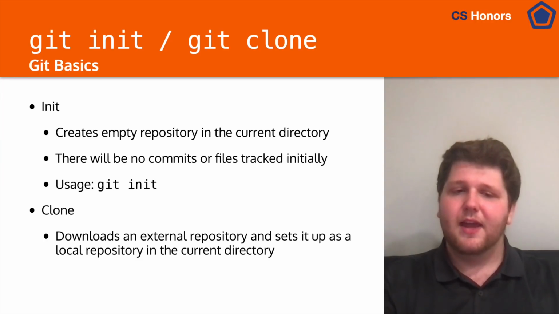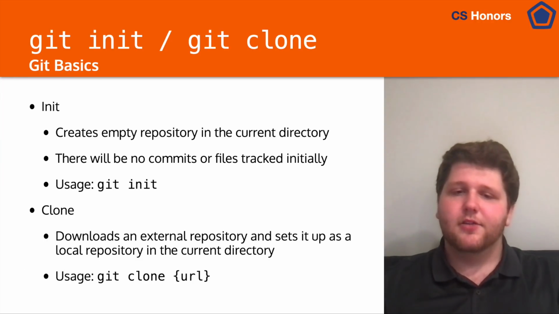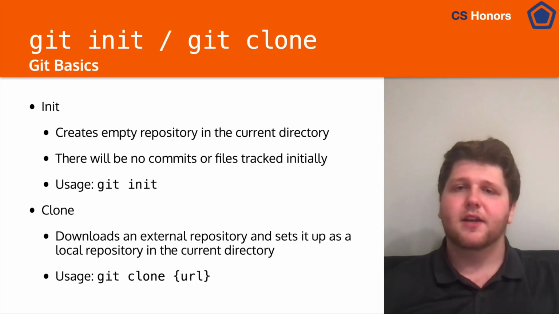To use that, all you have to do is type in git clone and then paste the URL to your Git repository on remote, right? Usually there's a button that you can click to copy that and then you can just paste it into your terminal. So now that we've talked about how we can create or download a repository, let's show that off in the next clip.